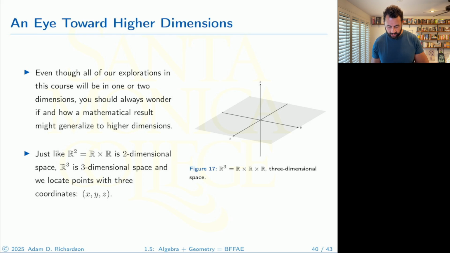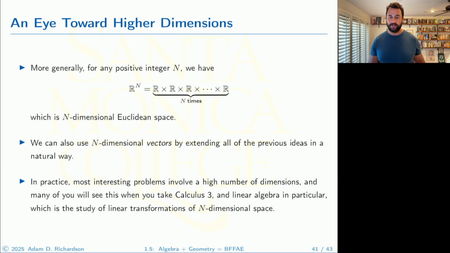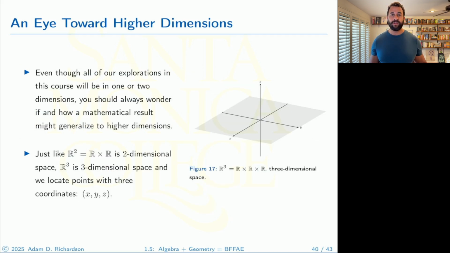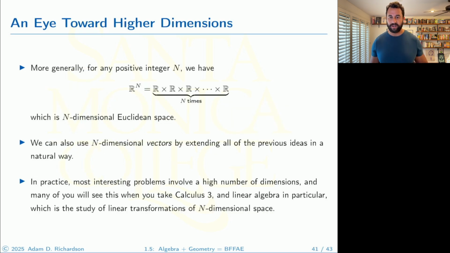So just like R2 is R cross R, it's 2-dimensional space. R3 is 3-dimensional space. You can describe points in 3-dimensional space using three coordinates, X, Y, and Z. Any of you that take Calc 3 are going to see this. And don't shy away from thinking higher dimensionally. All of the interesting problems are higher dimensional. I'll talk about one in a sec.